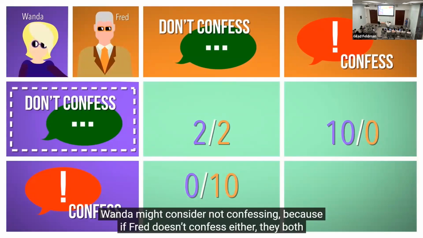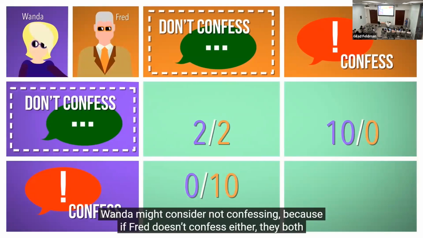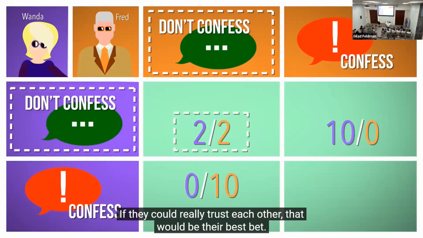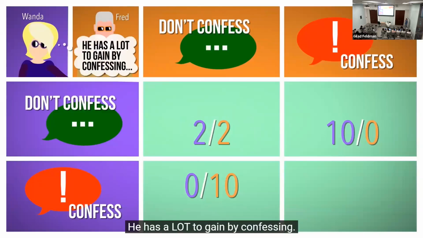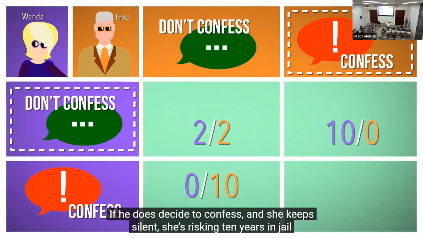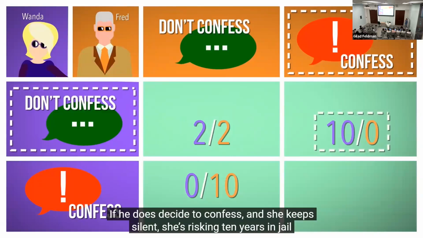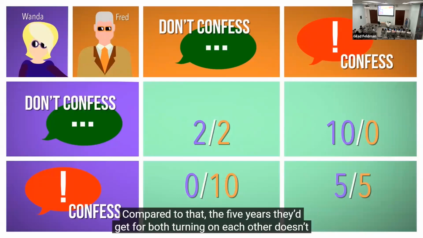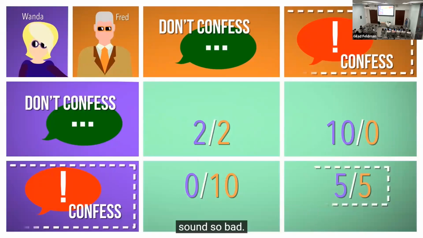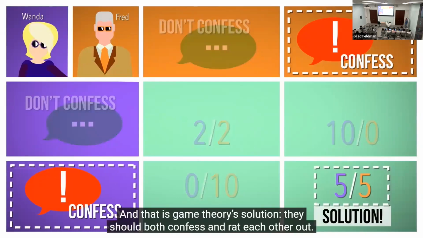Wanda might consider not confessing because if Fred doesn't confess either, both only serve 2 years. If they could really trust each other, that would be their best bet. But Wanda can't be sure that Fred won't snitch. He has a lot to gain by confessing. If he does decide to confess and she keeps silent, she's risking 10 years in jail while he goes free. Compared to that, the 5 years they'd both get for turning on each other doesn't sound so bad. And that is game theory's solution. They should both confess and rat each other out.